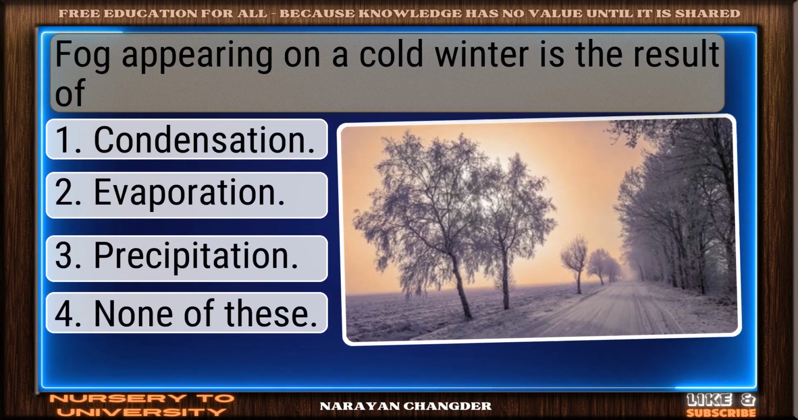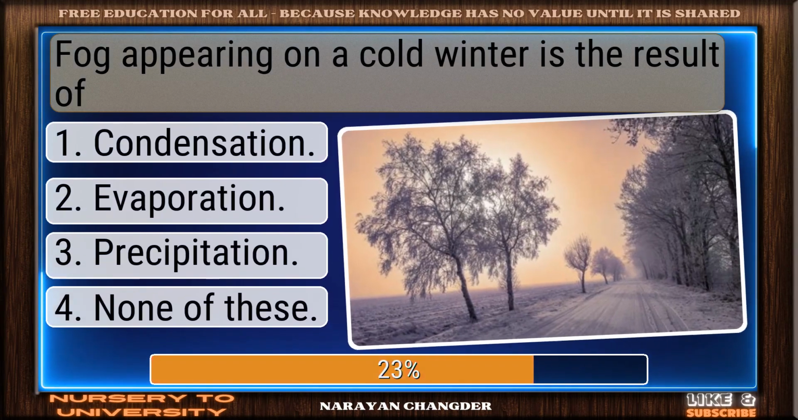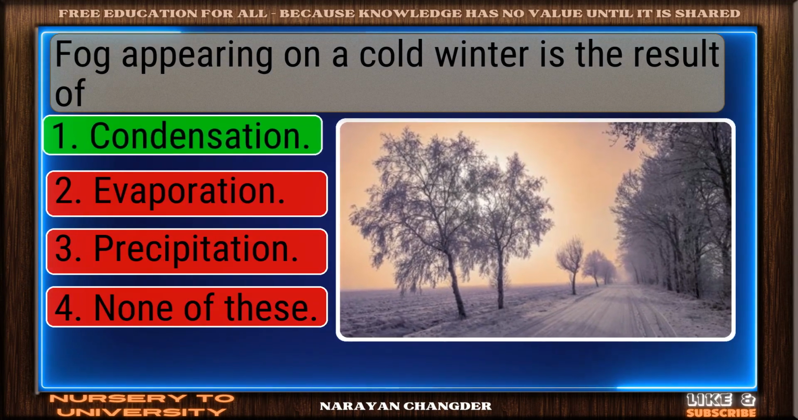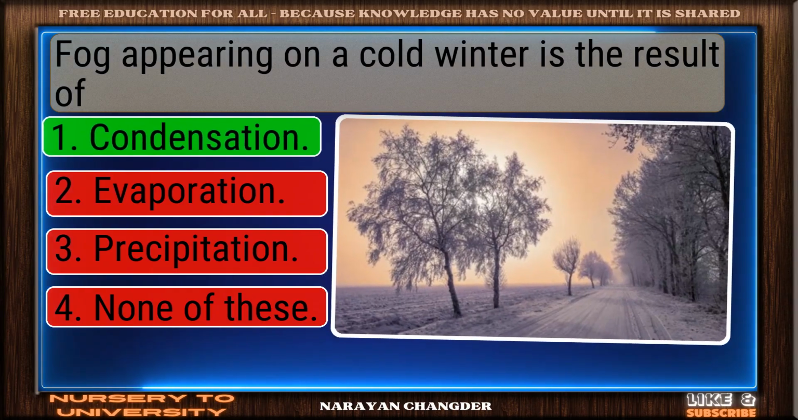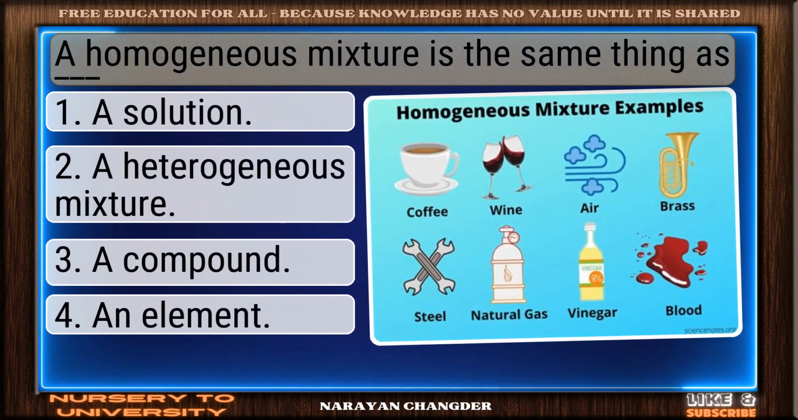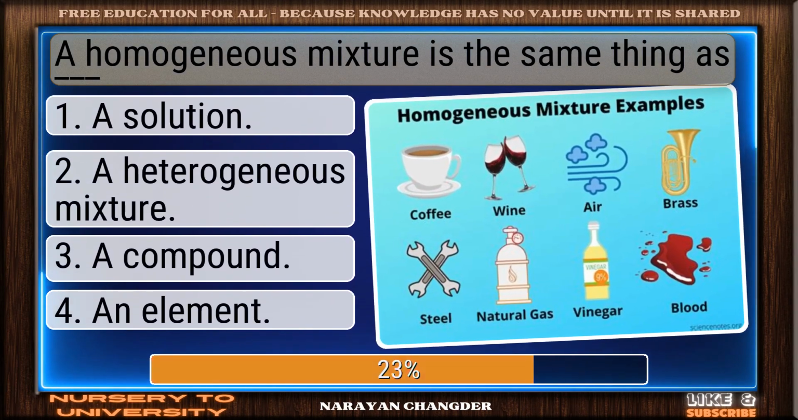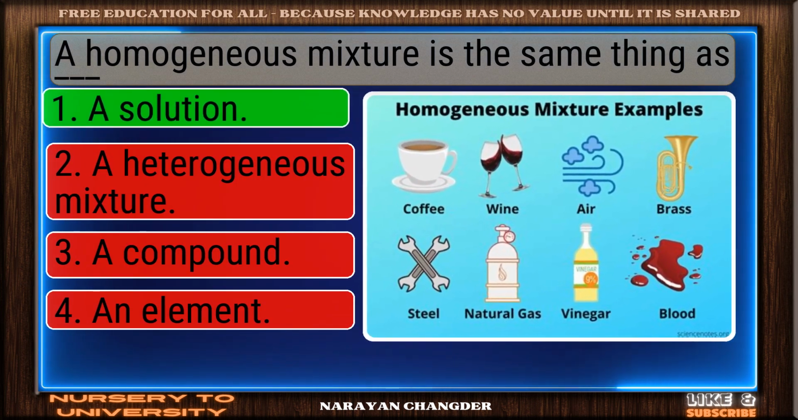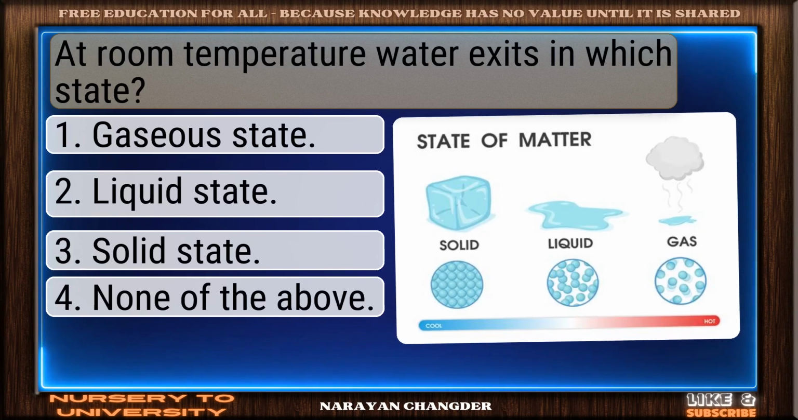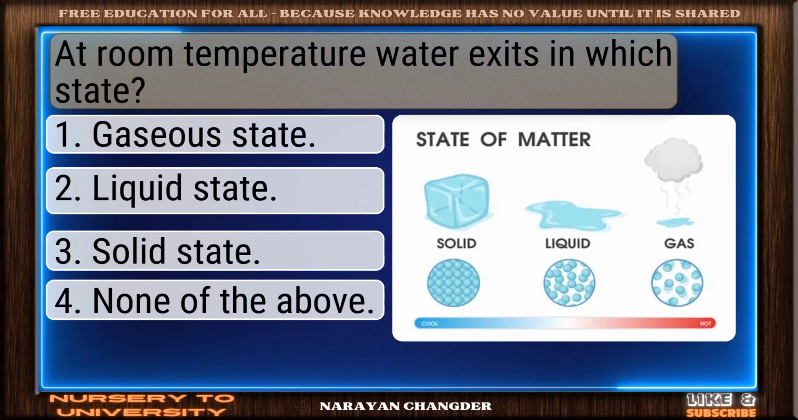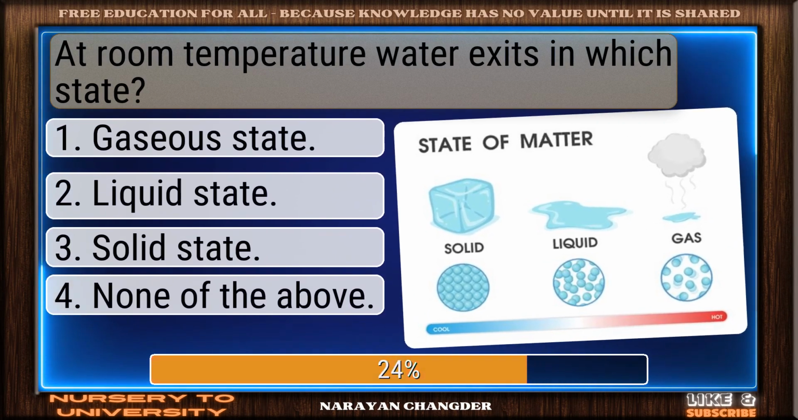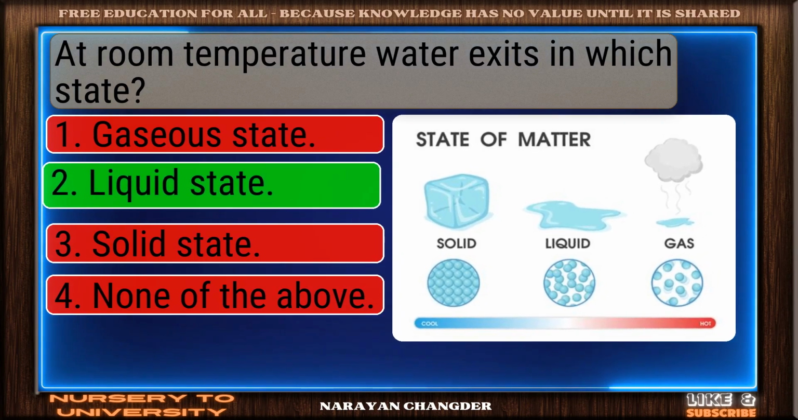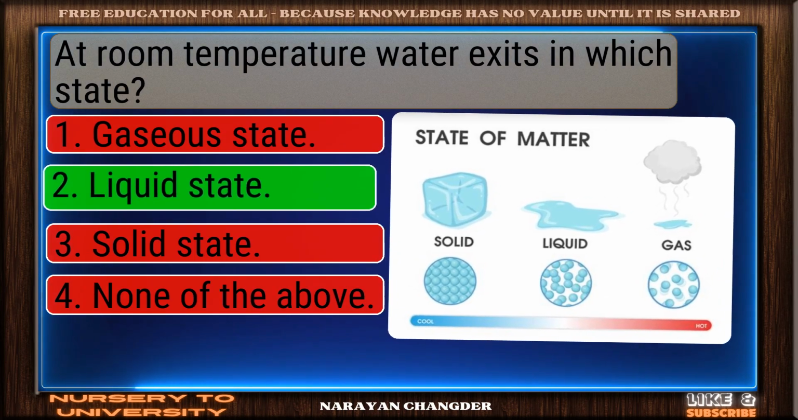Fog appearing on a cold winter day is the result of. Nice selection. Condensation is the correct and valid answer. A homogeneous mixture is the same thing as dash. Great thinking. A solution is the right choice. At room temperature, water exists in which state? Smart pick. Liquid state is the correct choice.